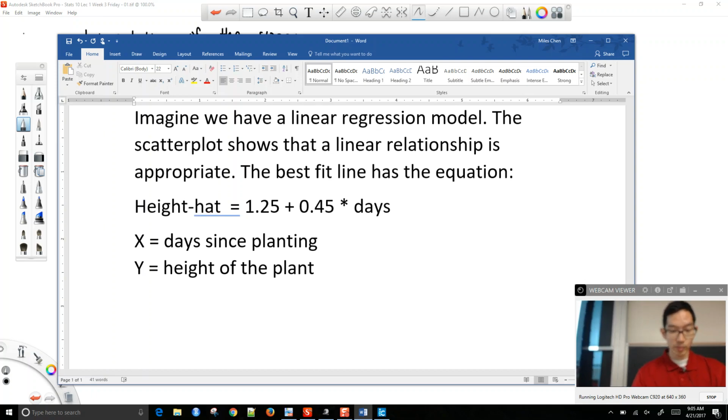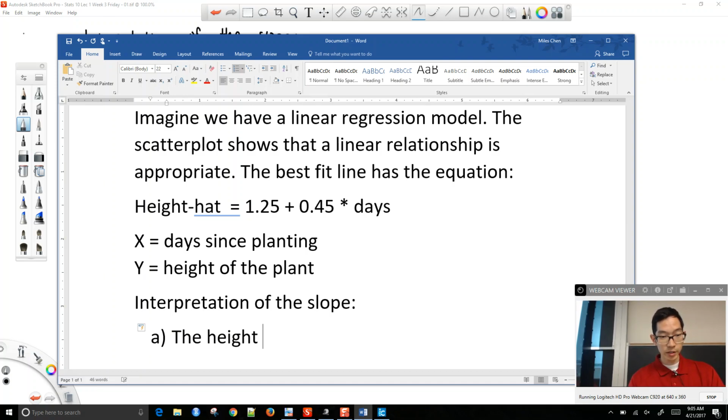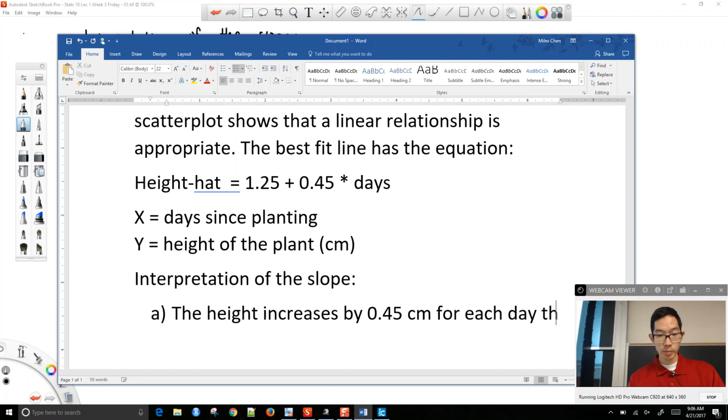All right, so the interpretation of the slope. This is what we have. We're going to have a few options for what the interpretation of the slope is. A: the height increases. Height of the plant is in centimeters. The height increases by 0.45 centimeters for each day that passes.